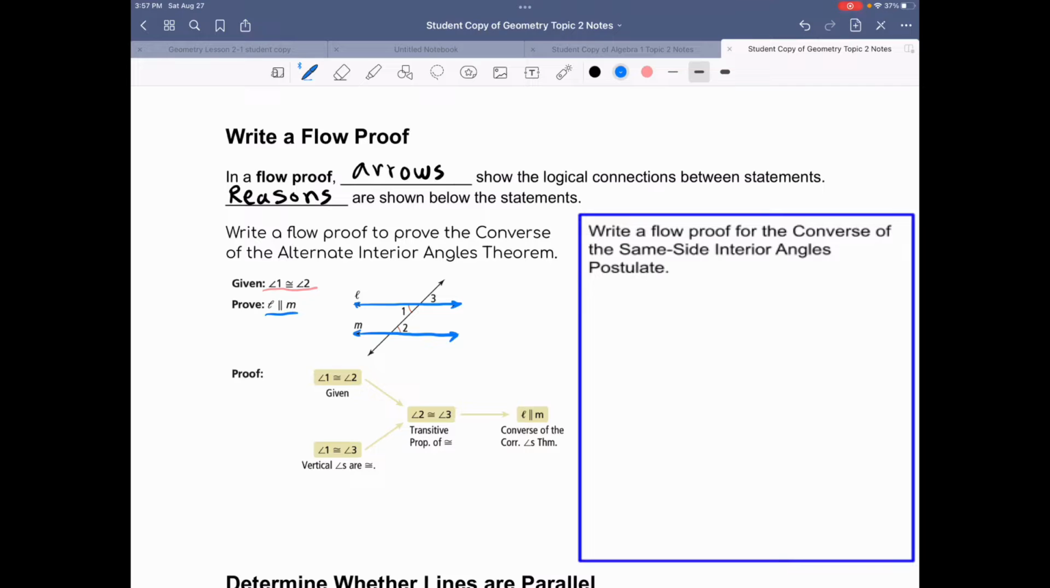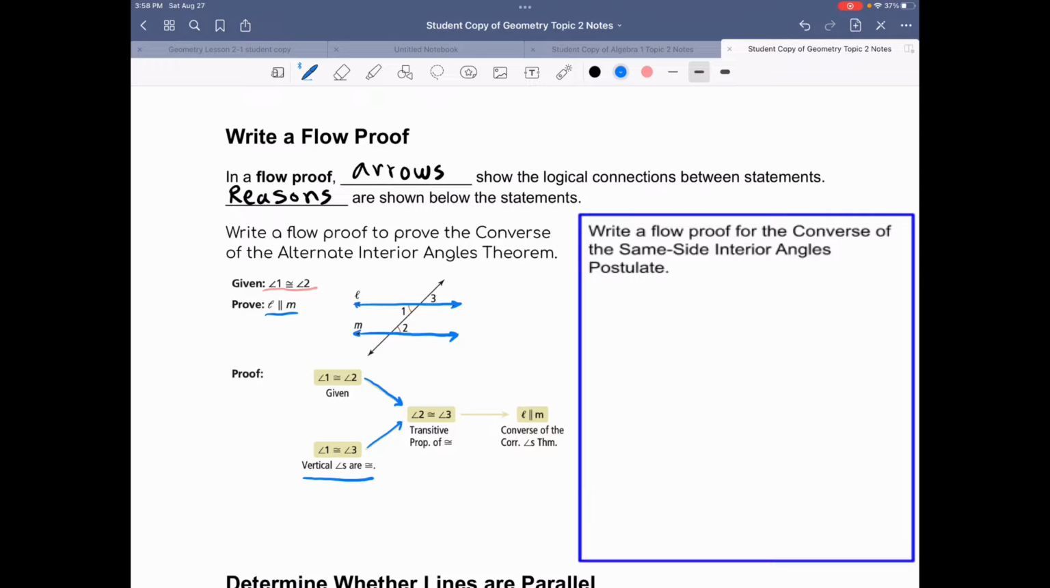They give us that angles 1 and 2 are congruent, and then we can say that angles 1 and 3 are congruent because vertical angles are congruent. That's your reason, right? So angle 1 and 3, you can see from the diagram that they are vertical angles. Next, in our flow proof, these arrows are pointing to angle 2 is congruent to angle 3, and that's the transitive property of congruency.